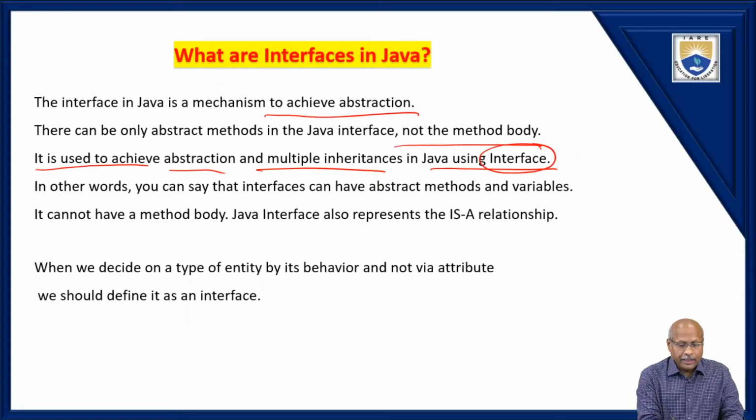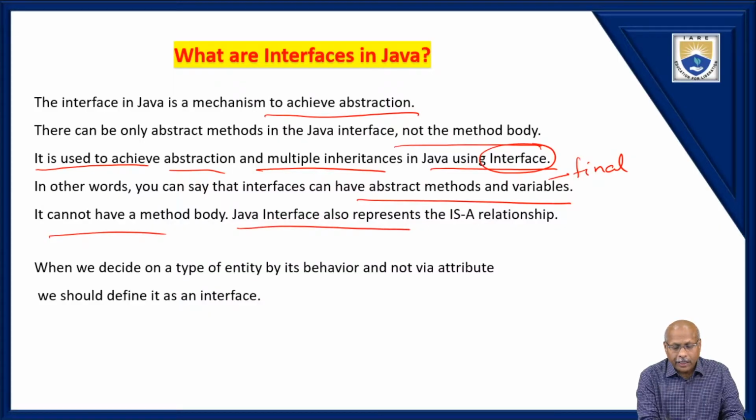In other words, you can say that an interface can have abstract methods and variables. What variables? Final variables. An interface is a combination of abstract methods and final variables. It cannot have a body. A Java interface also represents an is-a relationship. So whatever items or methods you are writing in an interface must be implemented in a class. Then the class and interface will act like an is-a relationship. When you decide a type of entity by its behavior, not via attributes, you should define it as an interface.